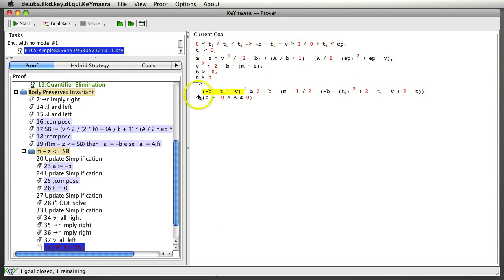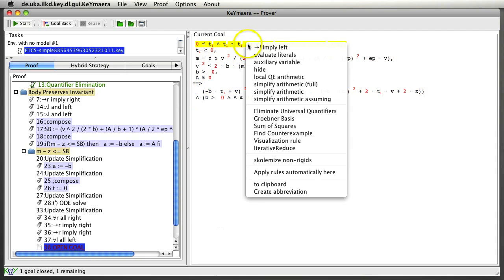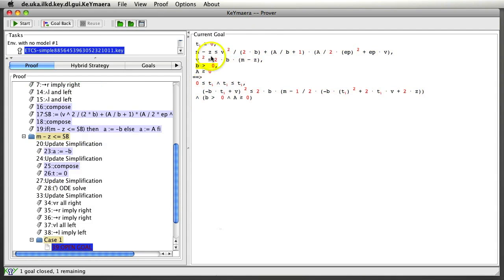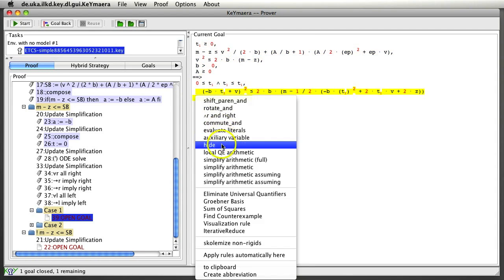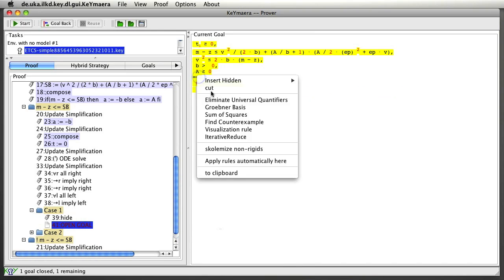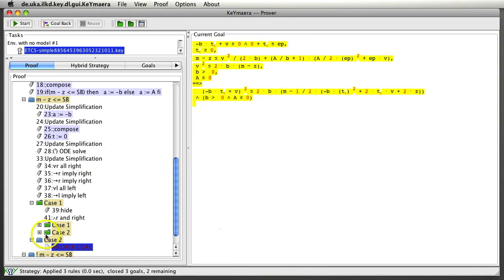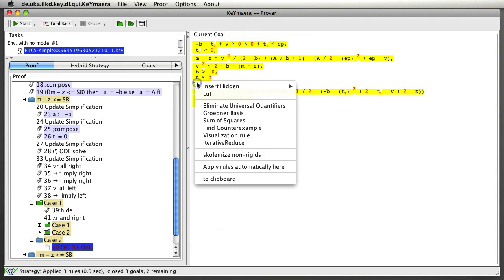Everything that's left is really just algebra at this point, so we can do a few more things. Here is an imply left rule, which means that we have to prove two different branches. First, we show that the left side of the implication is true in one case, which is easy. So that closes. And then we get to assume the right side of the implication, which is here. Okay, so now this is just algebra, and we can eliminate universal quantifiers.